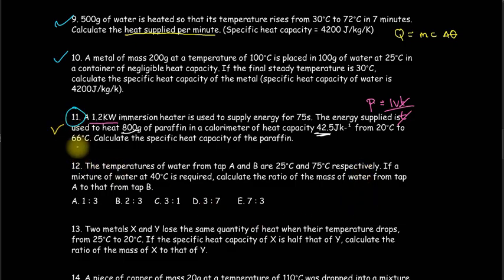So I've solved this question. The temperature of water from taps A and B are 25 degrees Celsius and 75 degrees Celsius respectively. So how do we go about this problem? Now, this problem is a case of conservation of heat. This number 12 we're about to solve is a case of conservation of heat.